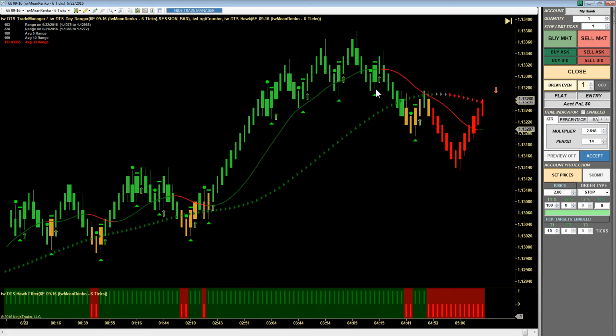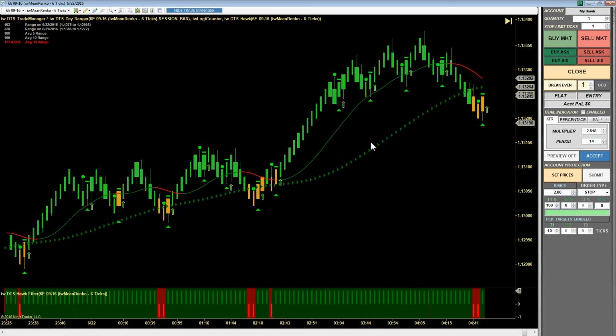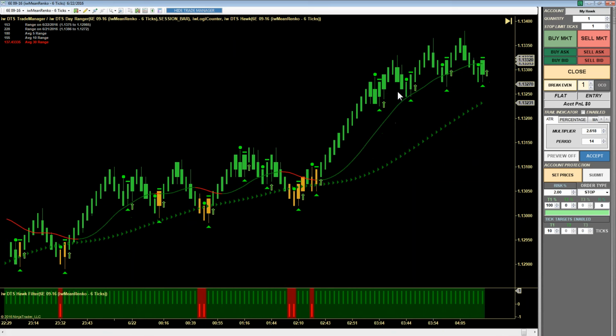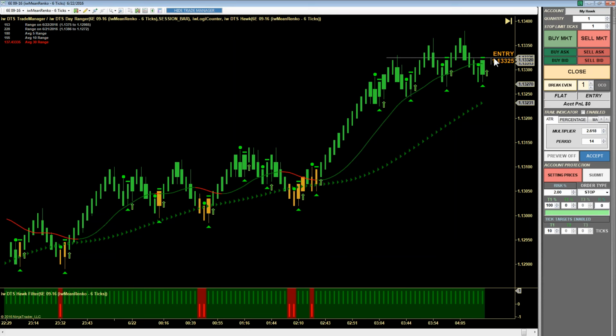Oh, here's a macro pullback signal. Let's see, did that one work out? Oh, it did eventually. You see, I'm not a fan of crowding my trades. Here's a 4-arrow consolidation pattern. And it just stayed a 4-arrow consolidation.